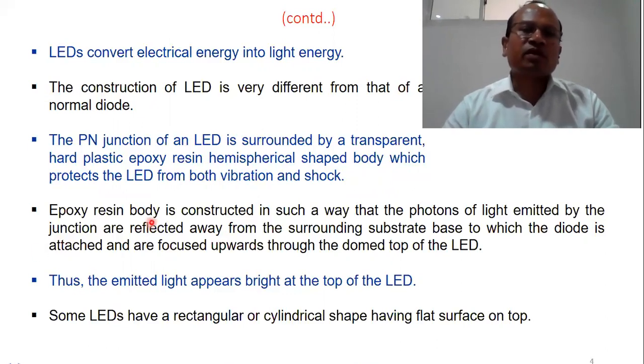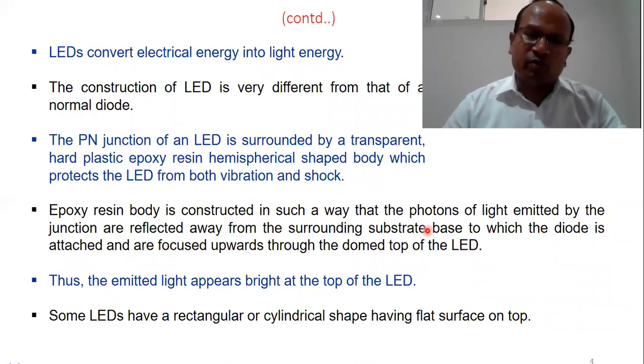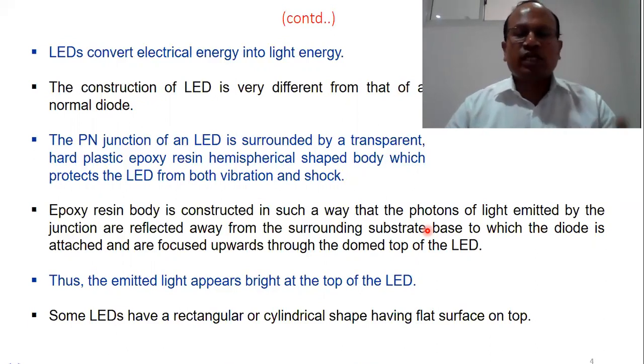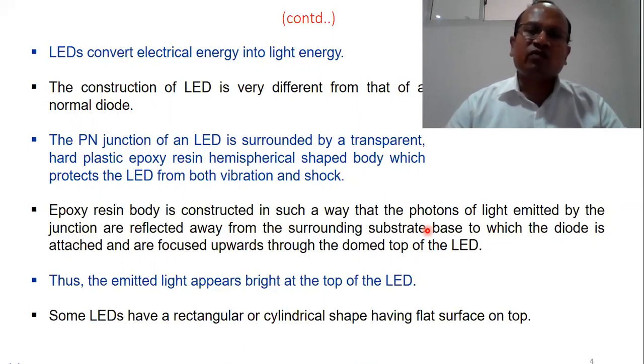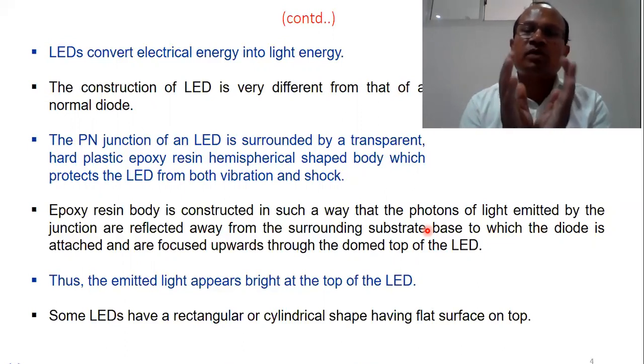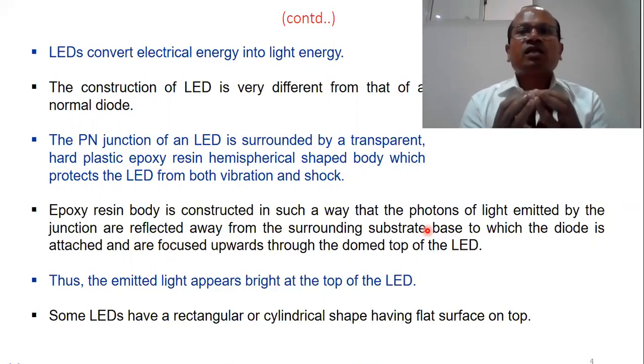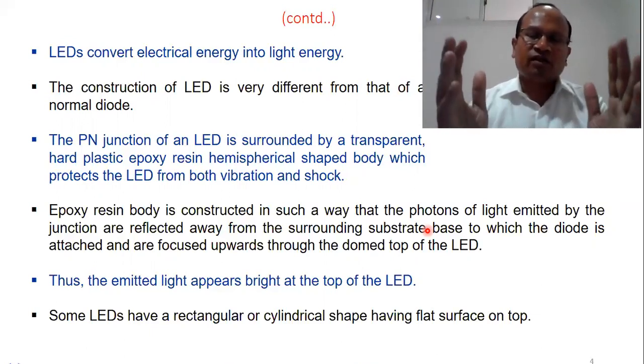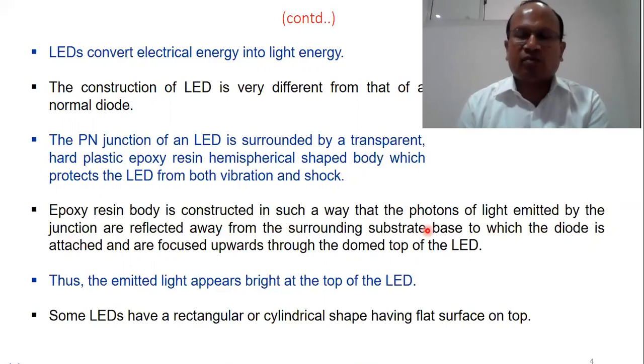The epoxy resin body is constructed in such a way that the photons of light emitted by the junction are reflected away from the surrounding substrate. Substrate means the base area to which the diode is attached. If there is no reflective body, the light which is being emitted will not be visible that much. So reflecting capability has to be there so that it can focus. The epoxy resin can focus upwards through the domed top of the LED. You have seen there was a domed top. So towards the domed top, there is focusing of light.